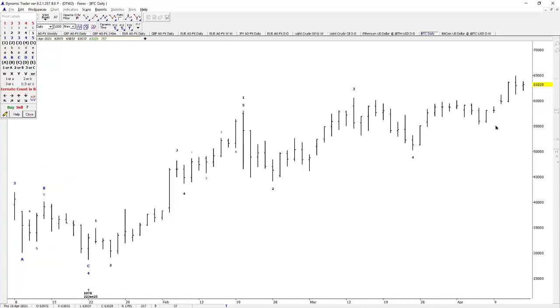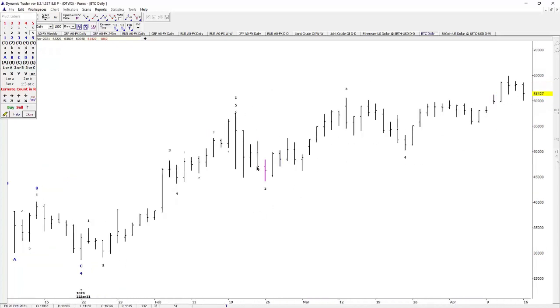I'm going to add some more data. Again, we came up, correction, new high, correction into the range of the wave 1, or what we've got labeled as a wave 1.